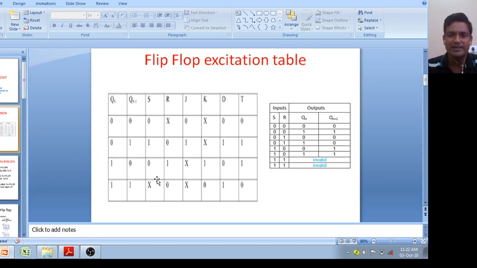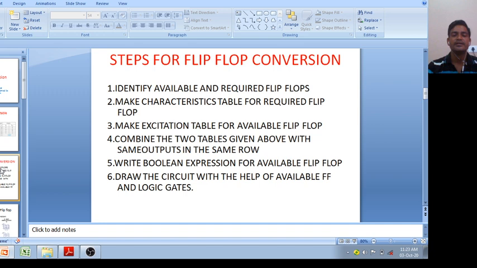Now we will see how to convert one flip-flop into another flip-flop. Flip-flop conversion. These are the steps. First step is identify what is available flip-flop and what is required flip-flop. Second, you have to make the characteristics table for required flip-flop and excitation table for available flip-flop. Then you have to combine both tables from steps 2 and 3.